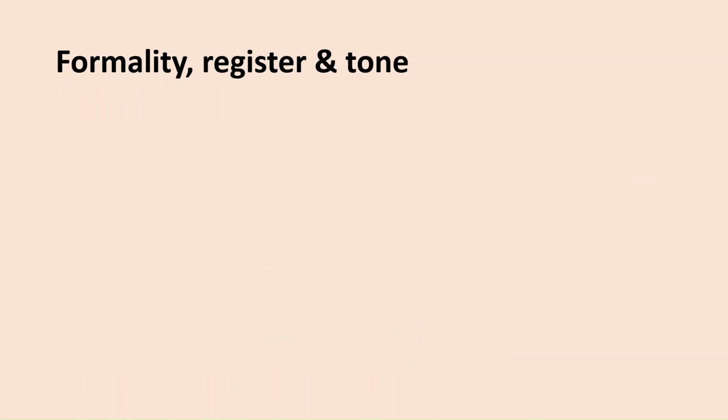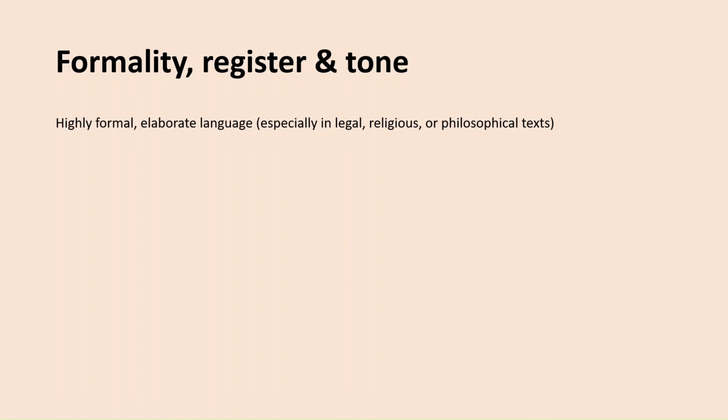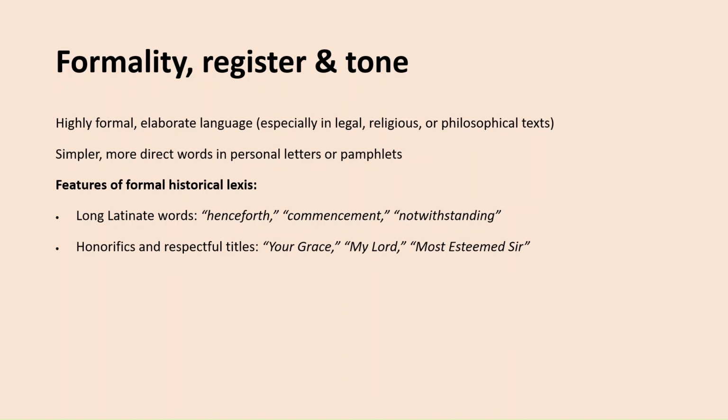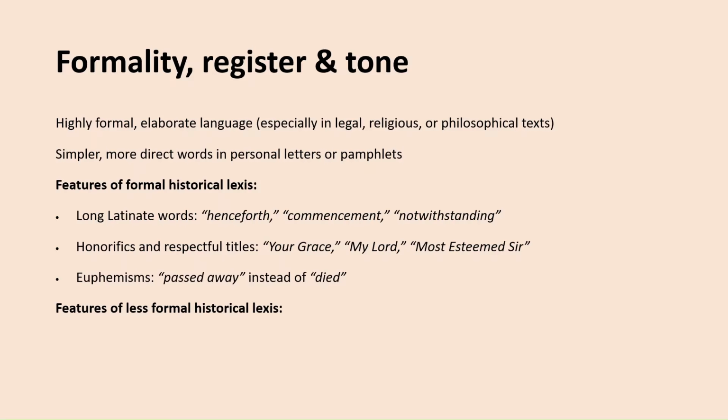Within Lexis and Semantics, we'll also look at formality, register, and tone. The vocabulary of a historical text often reflects its audience, purpose, and genre. You might find highly formal and elaborate language, especially in legal, religious, or philosophical texts, or simpler and more direct words in personal letters or pamphlets. Some features of formal historical lexis include long Latinate words such as henceforth, commencement, or notwithstanding, honorifics and respectful titles such as your grace, my lord, or most esteemed sir, and euphemisms such as using passed away instead of died. In contrast, some texts, especially political satire, pamphlets, or plays, might use colloquial or slang terms and direct address to the reader or listener.